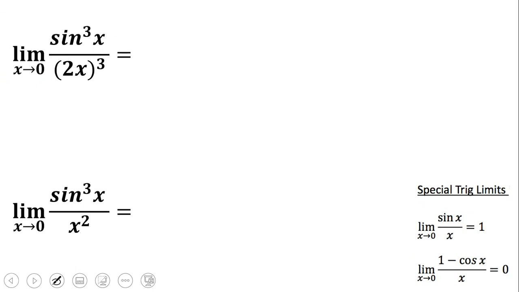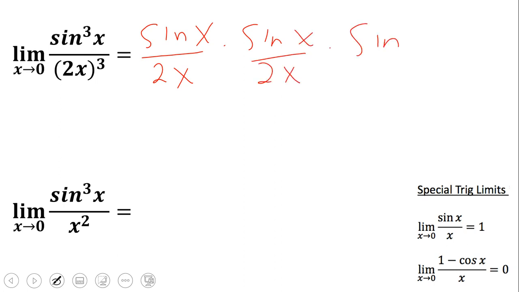Last 2 problems coming up, and this is where that idea of being able to separate the function really comes in. So the limit as x goes to 0 of sine cubed of x over 2x cubed, I am allowed to break this up into sine of x over 2x times sine of x over 2x times sine of x over 2x. The reason why that's allowed is because if I multiplied that whole thing back through, I would get sine cubed on top and 2x cubed on the bottom.